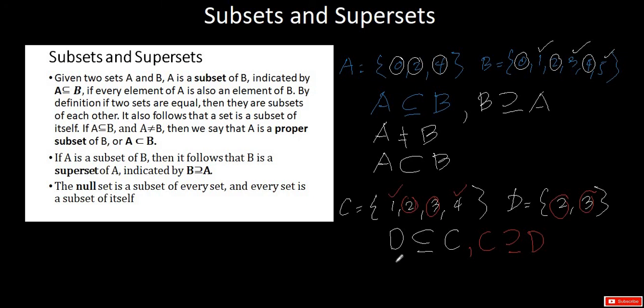Since set D is not equal to set C, because 1 and 4 are elements of C that are not in D, so they are not equal. So D is not equal to set C. We can conclude therefore that D is a proper subset of set C.